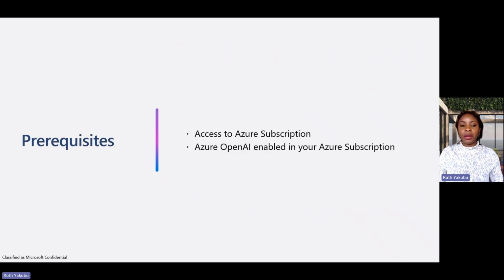It's very crucial to stress this point to the end users, since there are different communities and audiences taking this workshop. Depending on the audience, make sure you point out that each participant needs to have an Azure subscription. That's the very first thing. The second very important thing is they need to have the Azure OpenAI service enabled in their Azure subscription. If they don't have Azure OpenAI, they're not going to be able to complete this workshop.